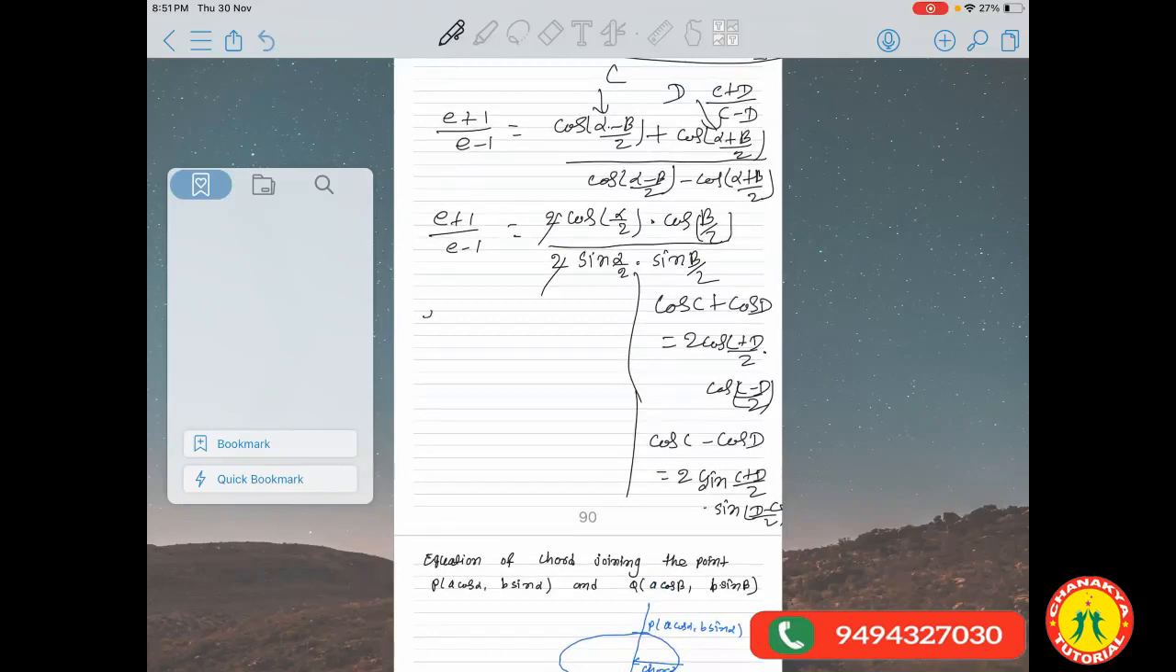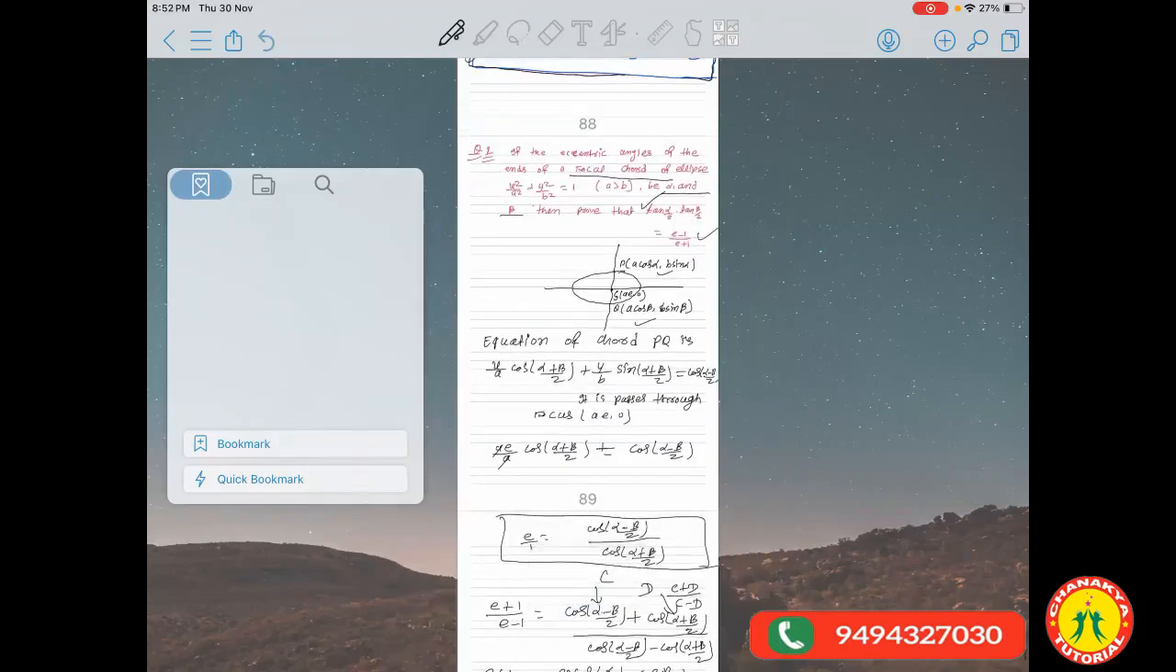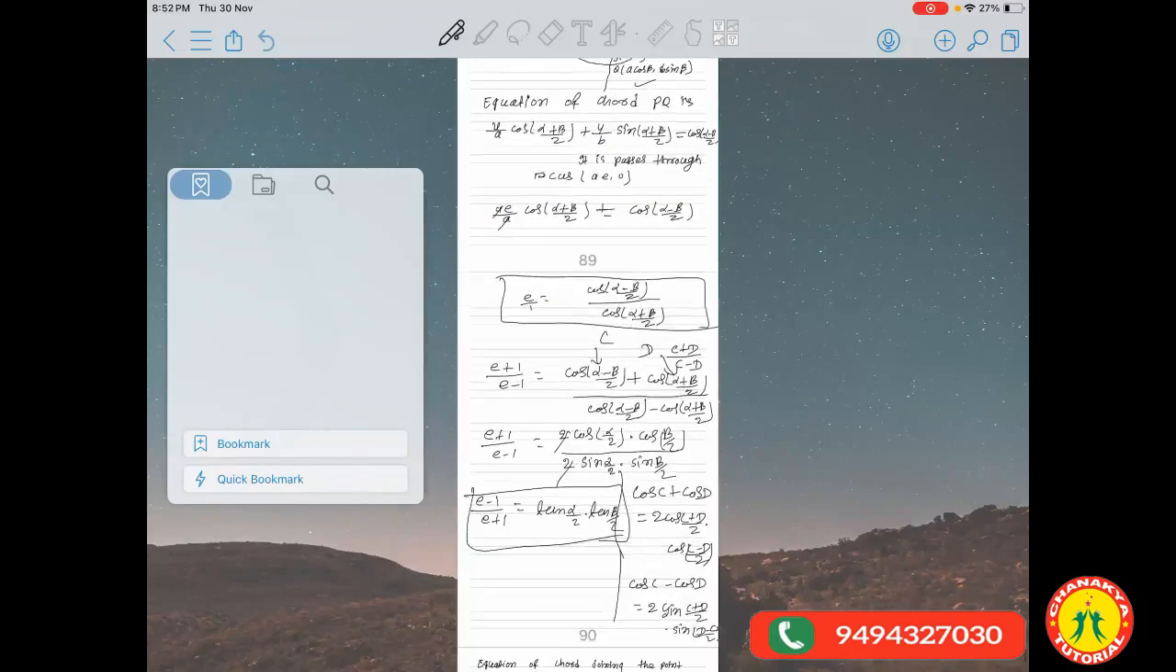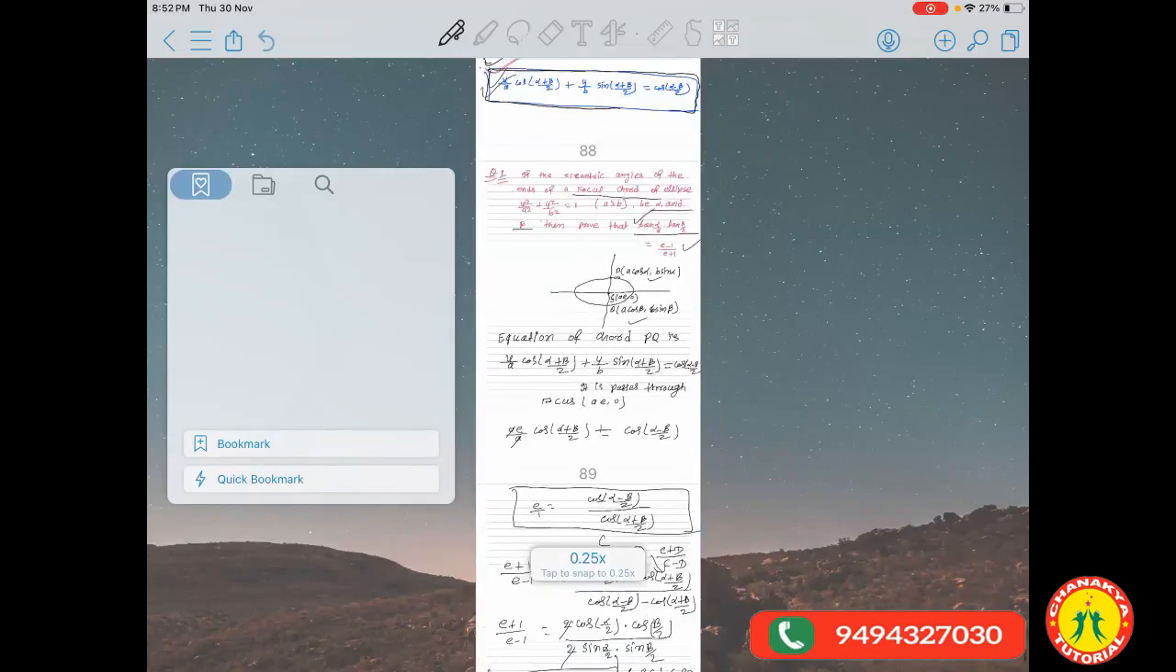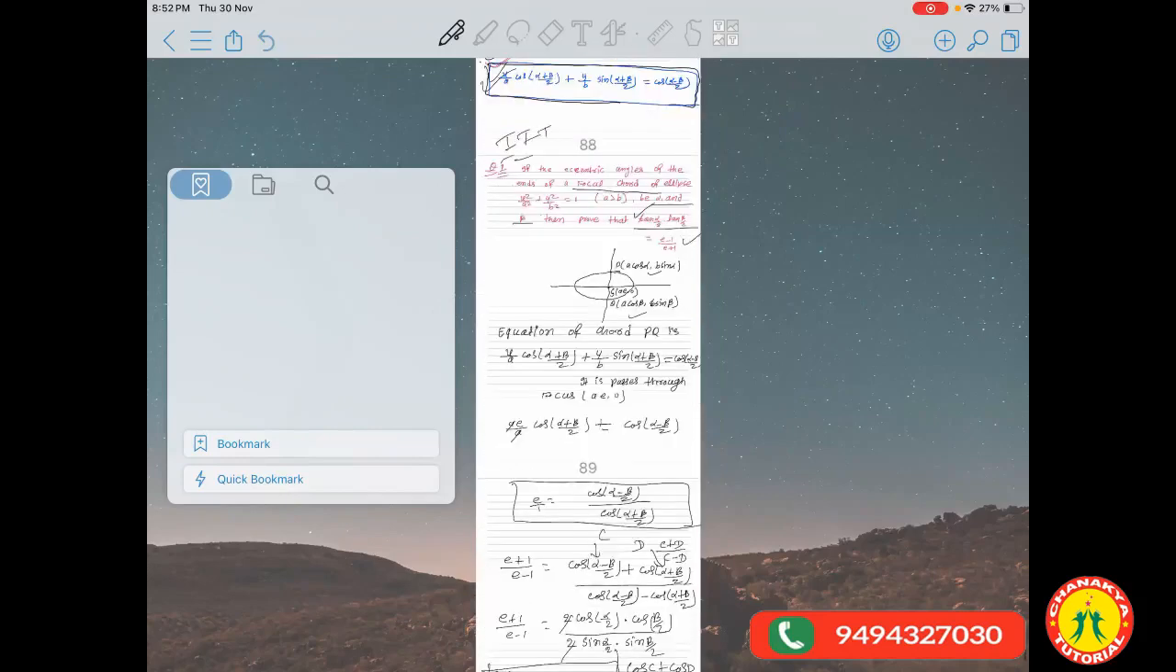Take the reciprocal on both sides, and we get (e-1)/(e+1) is equal to tan alpha by 2 into tan beta by 2. So this is what you had to prove, and it is proved. (e-1)/(e+1) is tan alpha by 2 into tan beta by 2. This question was asked in IIT Advanced.